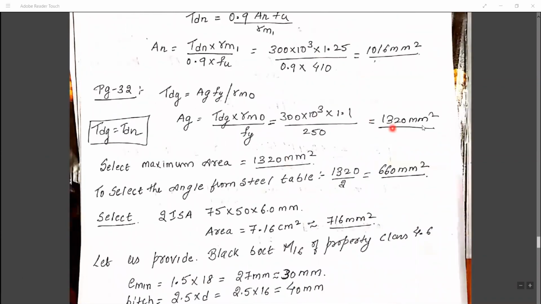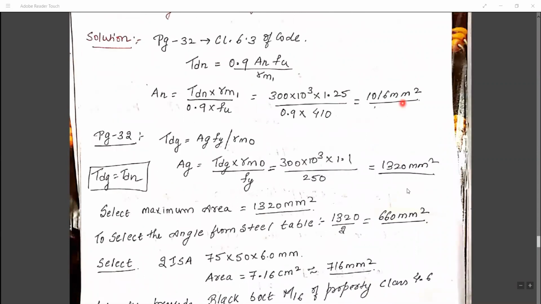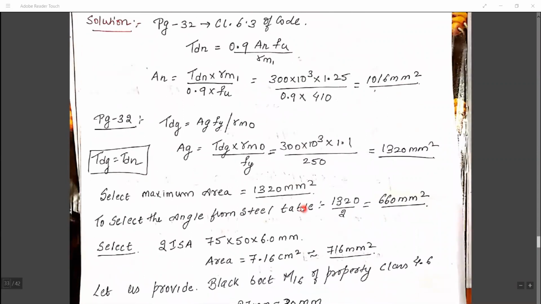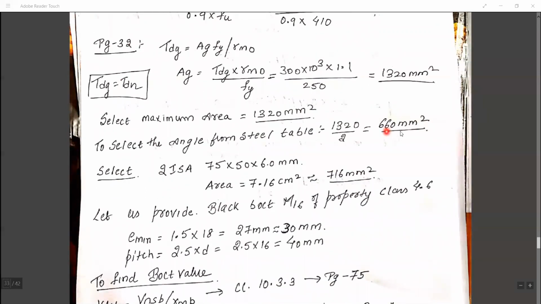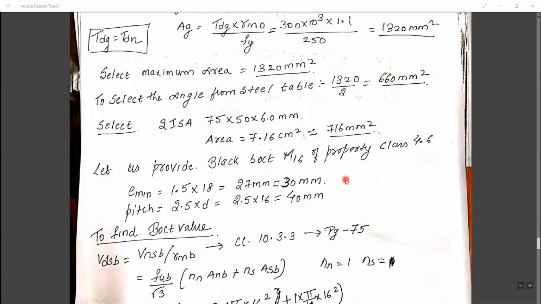Once again, if I tell 1320 mm square maximum area, you need to select here. If you select the maximum area 1320 divided by 2, 660 mm square, then go with respect to single angle section 6.6. There you will find 2 times of Indian standard angle 75 into 50 into 6. This 75 outstanding leg, connecting leg, and this is thickness 7.16 centimeter square.